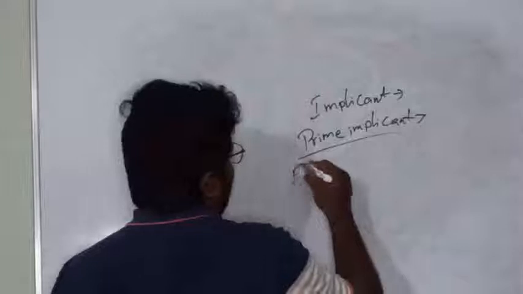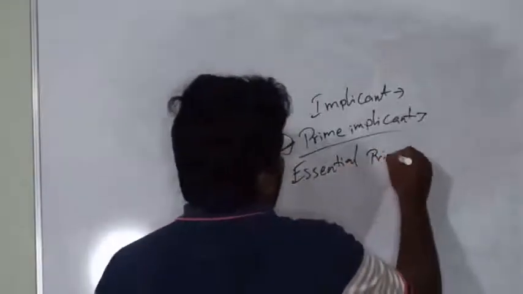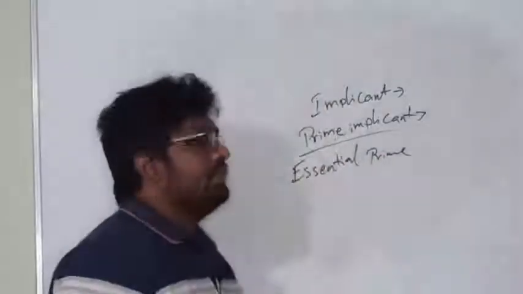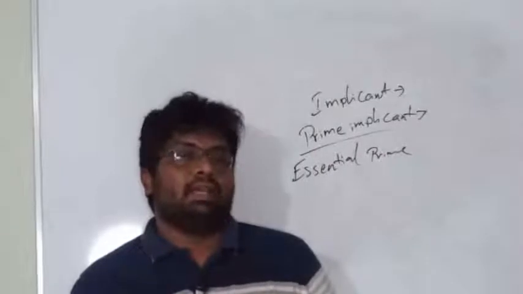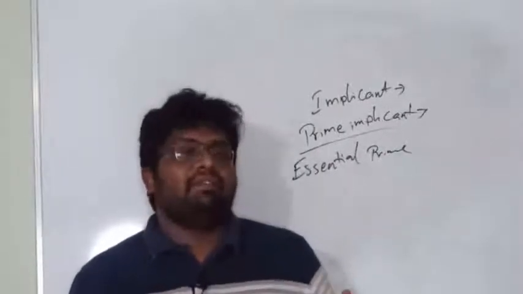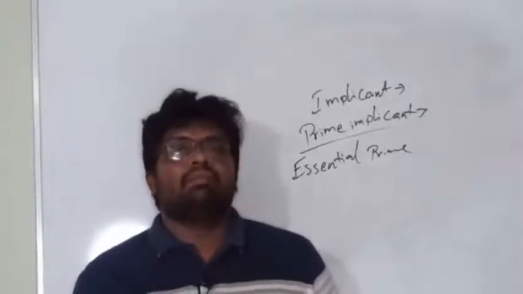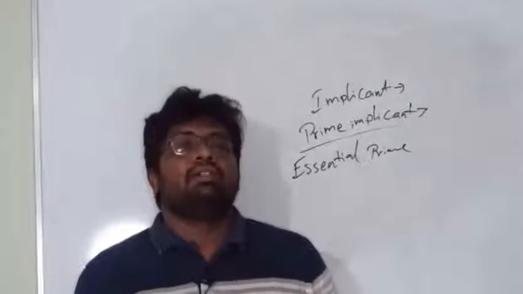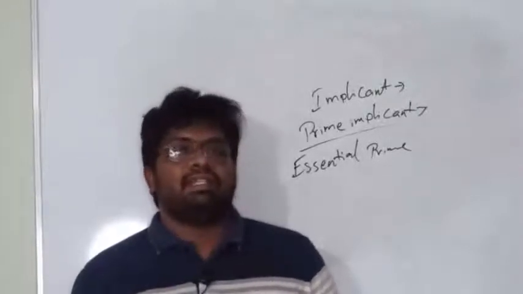Next one is the essential prime implicant. An essential prime implicant is nothing but a prime implicant which must be present in our expression. If that prime implicant is not present, the expression will become invalid. So we call that prime implicant an essential prime implicant.